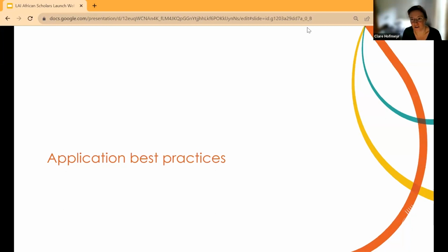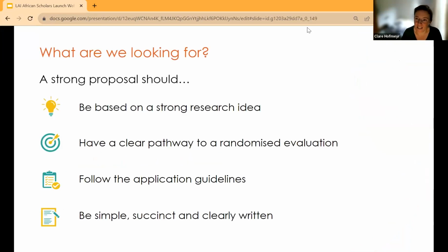So I'd like to just take you through a few tips for putting together an application, which we hope you will do either in this first round request for proposals or another one soon. So I'll take you through these points here, which is, what are we looking for in a strong proposal? So it needs to be based on a strong research idea, have a clear pathway to a randomized evaluation because we're JPAL and that's what we fund and work on. It must follow the application guidelines and be simple, succinct, and clearly written. So I'll just say a little bit more about each of those points.